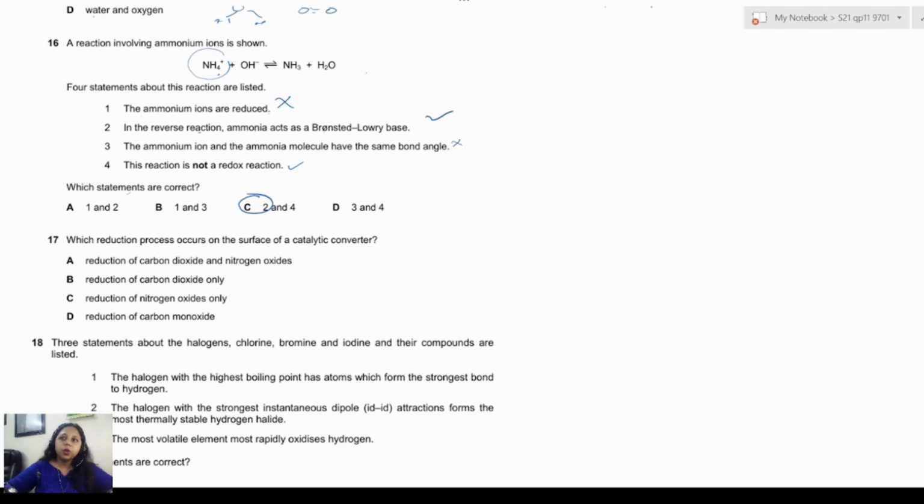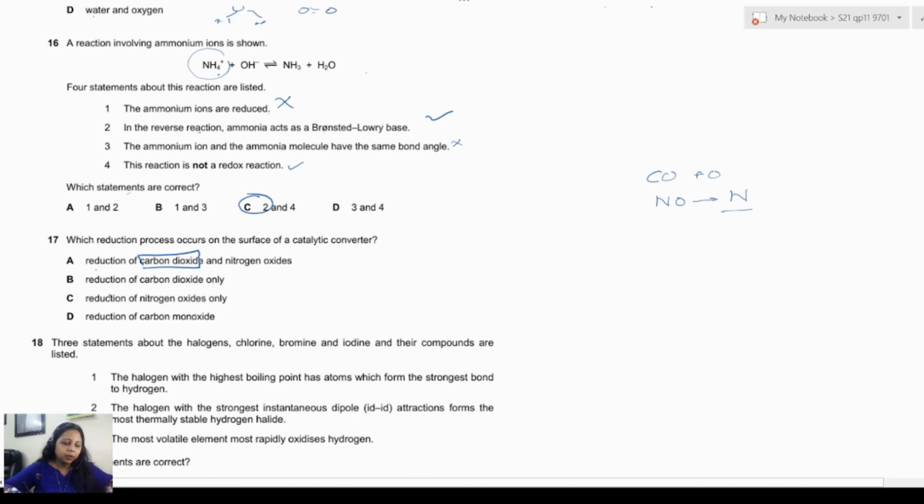Let's move to another question. Which reduction process occurs on the surface of a catalytic converter? The catalytic converter is used to convert carbon monoxide into carbon dioxide, first thing. Second thing, it turns harmful gases into less harmful ones. The nitrogen oxides are reduced to nitrogen compounds because oxides are harmful. So which is correct? Reduction of carbon dioxide? No, this one is not correct.